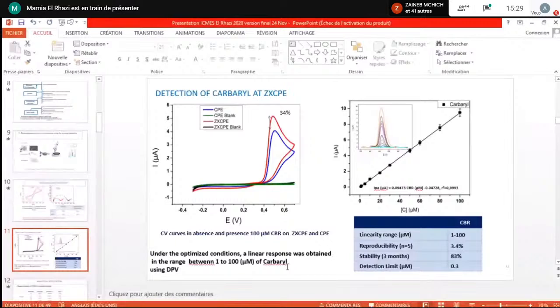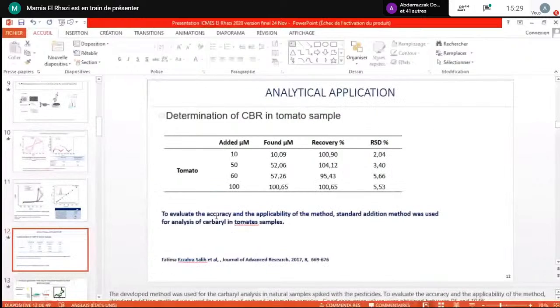And here you can see the anodic peak corresponding to carbaryl detection. Now, of course, the reproducibility, stability, and also the detection limit of the electrode were calculated. In order to evaluate the accuracy and the applicability of our method, we tried the sensor in food samples such as tomato sample and some additional methods.